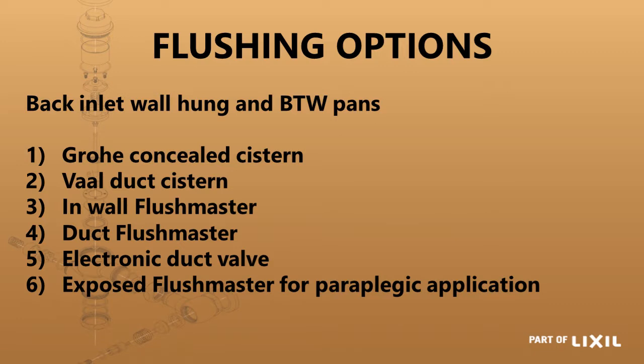The flushing options for a back entry wall hung and back to wall pan, you've got the Grower concealed cistern or a range of the Grower concealed cisterns. You've got the Vaal duct cistern, the in-wall flush master, a duct flush master. You've also got the option of an electronic duct valve and the exposed flush master for a paraplegic application, which is a back entry, but because of the additional single brick wall behind the pan, it does look like a top entry because the valve and the flush pipe are completely exposed.